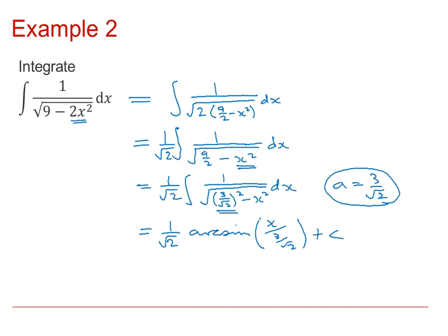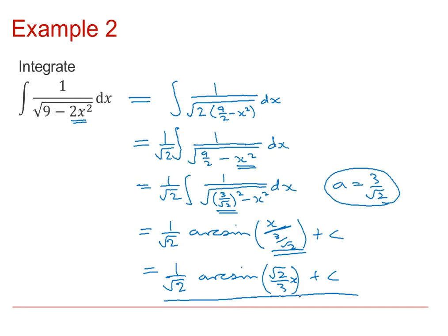This term here is a little bit unnecessary. We can tidy that up a little bit. So I would write this as 1 over root 2 arcsin, and if I multiply the top and bottom of this fraction by root 2, I get root 2 over 3 times x, plus c. And there is the result of doing the integration.